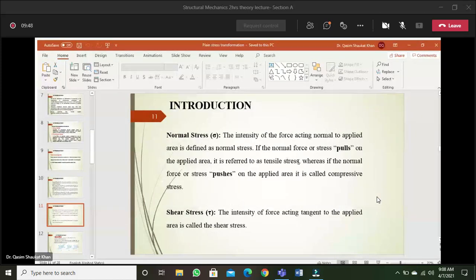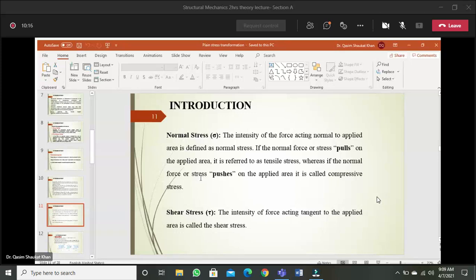ठीक है जी. So if the normal force or the stress pulls on the applied area, it is referred to as a tensile stress. Whereas if the normal force or the stress pushes on the applied area, meaning it tries to reduce the area or contract the element, that will result in a compressive stress.